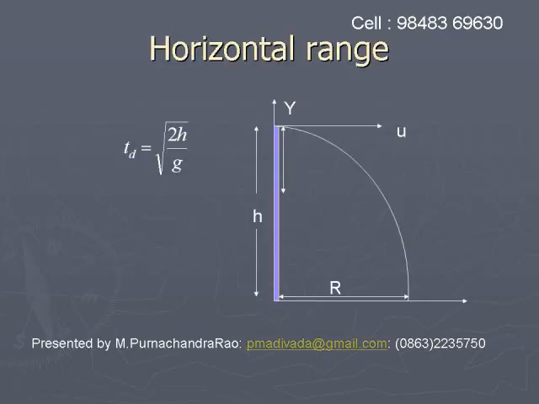Horizontal range. The relation for horizontal range is shown in this figure. It is obtained from the relation time of descent td is equal to square root of 2h by g, and the range is given by u into td. So r is equal to u into square root of 2h by g.